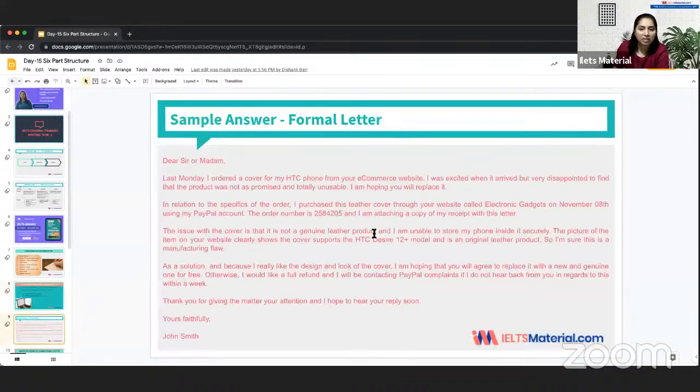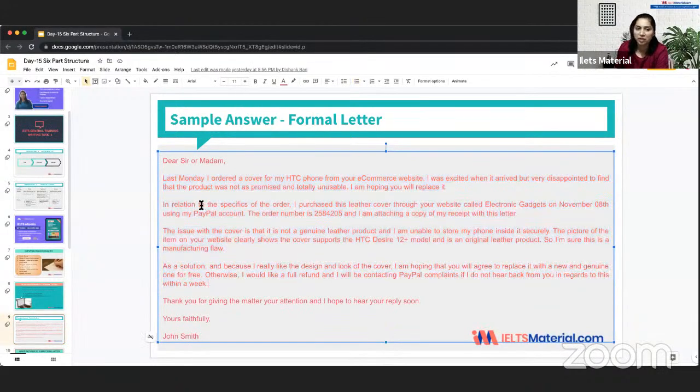Now let's come back to the answer. In the answer, you can see that we have written 4 proper paragraphs. This is what is called the purpose of the letter. Explaining the purpose, that is: last Monday, I ordered a cover for my HTC phone from your e-commerce website. I was excited when it arrived, but very disappointed to find that the product was not as promised and totally unusable. I'm hoping you will replace it. So this is what I'm expecting in a very short way. It's already given. Now, the answer, that is the first question, was related to giving the details.